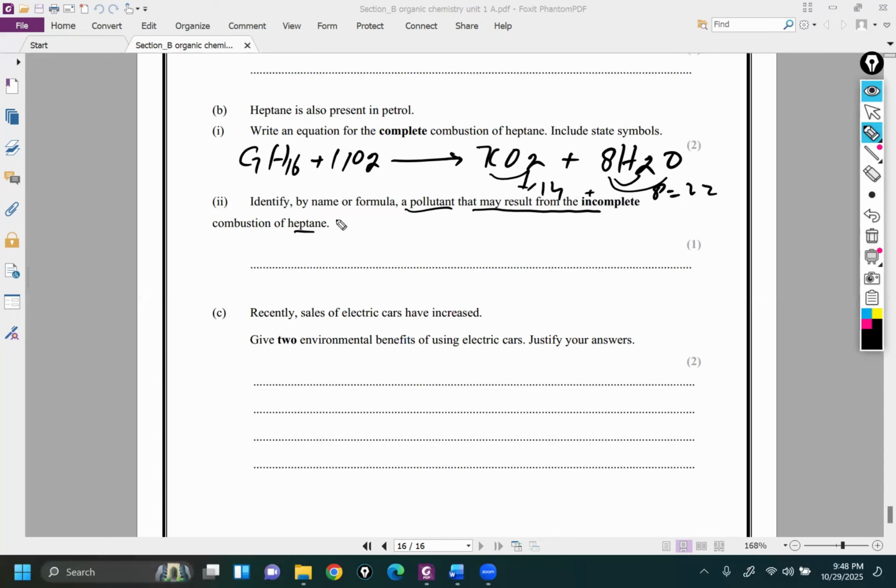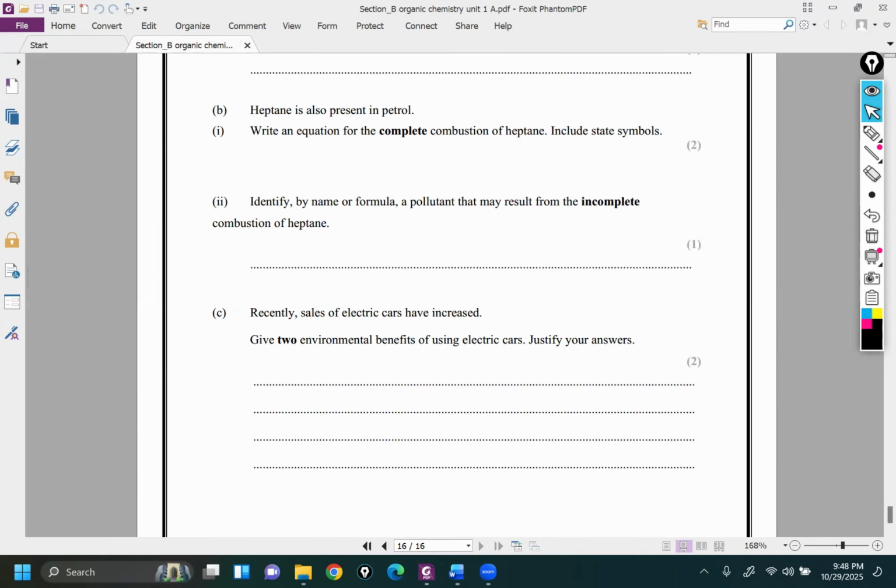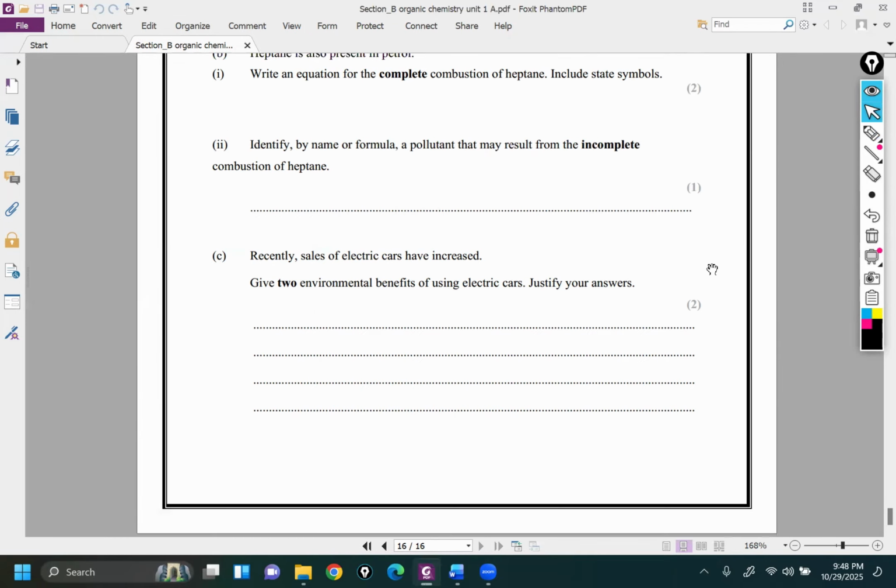Part 2, identify by name or formula a pollutant that may result from the incomplete combustion of heptane. So either you can write the name or the formula. So write the formula, CO, carbon monoxide. Better to write the name, because sometimes if you write this and the O is small, it may represent cobalt and maybe you will lose the mark. So I suggest that if you have time, better to write carbon monoxide. The name is much better than the other minor thing, but at A level they are serious, so you have to take care to get full marks.